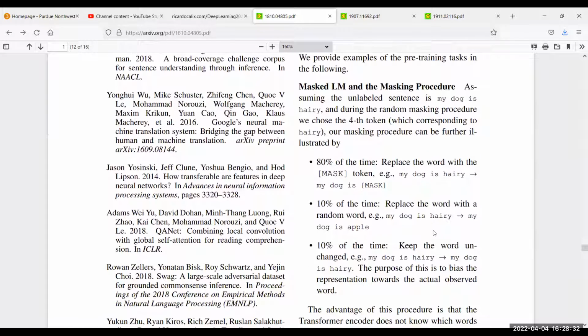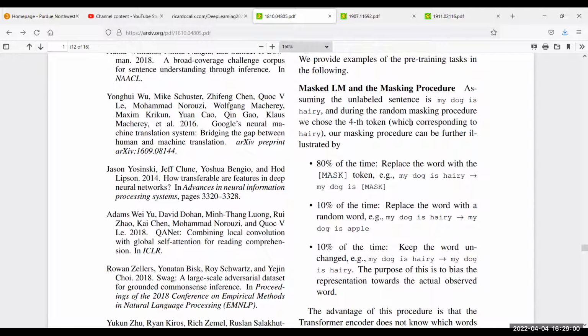Now, one thing that's interesting here is this. For the masked language model, notice here the masked language model and the masking procedure. Let's take a look at an example of how it actually does it.